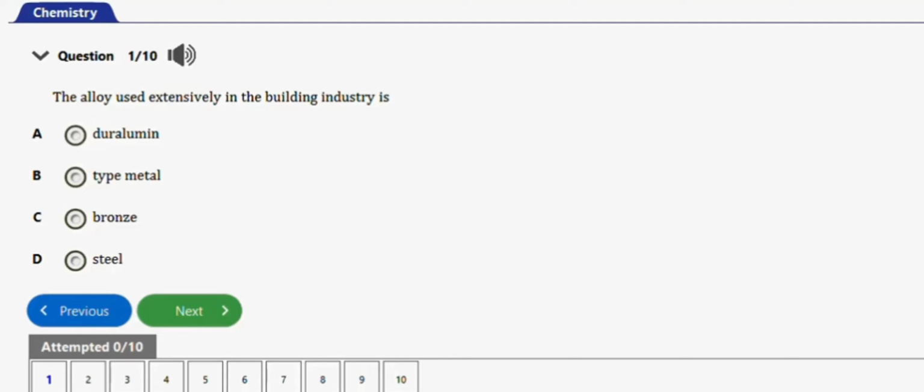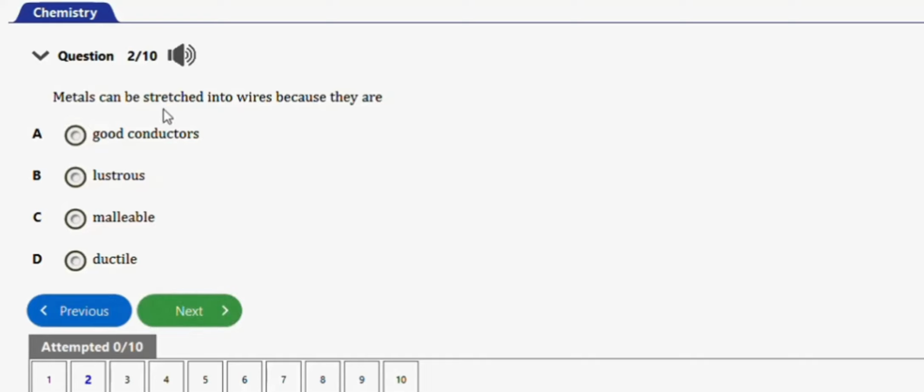The first question I have here says, the alloy used extensively in the building industry is, we have aluminum, type metal, bronze, steel. So the right answer is option D, steel. Very important, guys. The next replay question is this one.